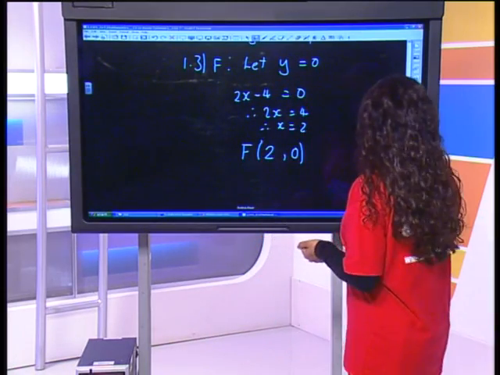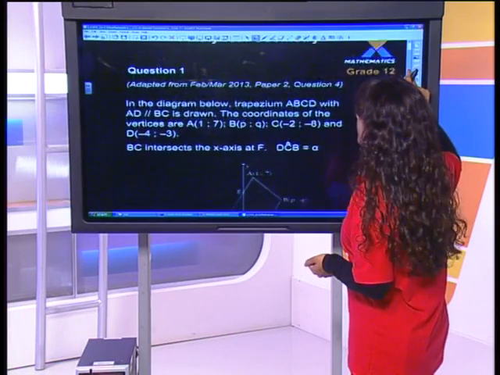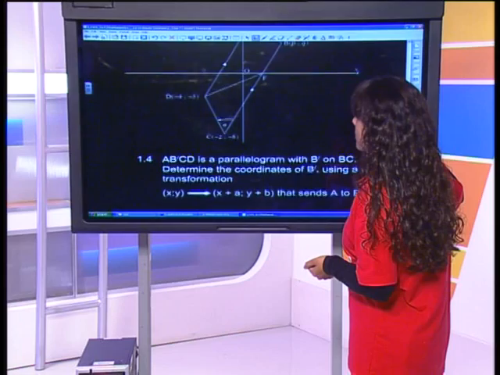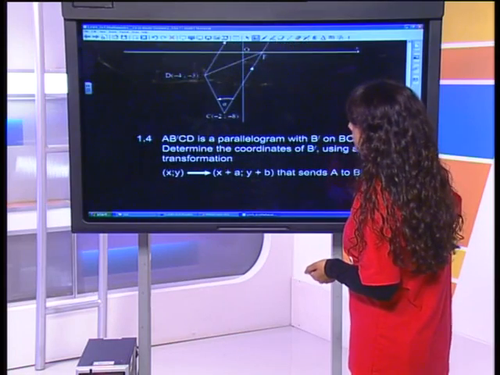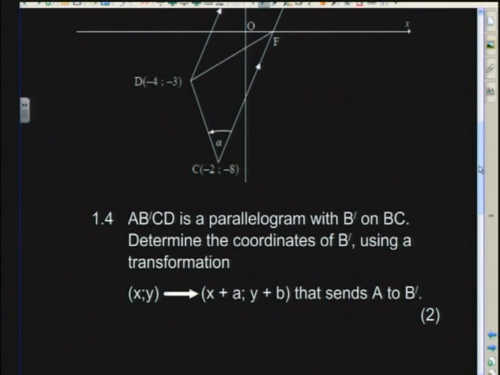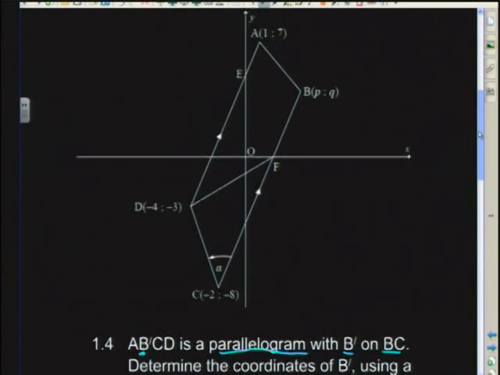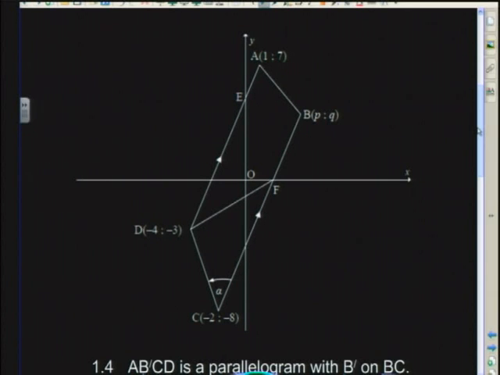All right, let's go on to the next one. So still the same question. This is now number 1.4. They now tell you that A, B prime, C, D, notice it's no longer the original diagram, something's happened to the B. A, B prime, C, D is a parallelogram, with B prime on BC. So what they're saying is you've got this other point, so there's B there. Remember, that was one of the vertices of our trapezium. Now we've moved that point B to this point B prime.